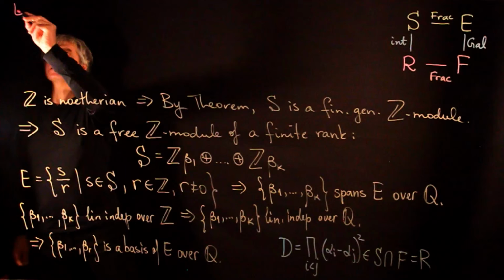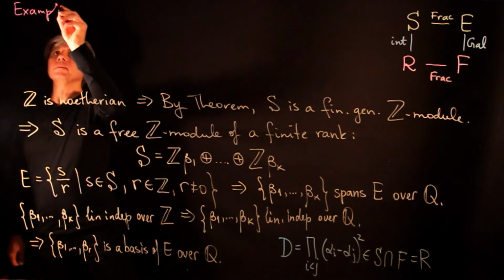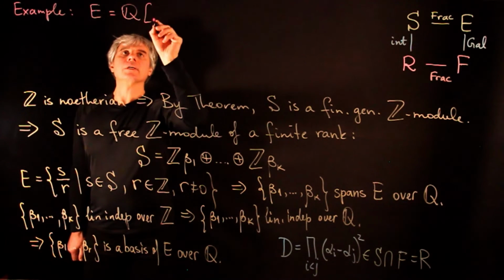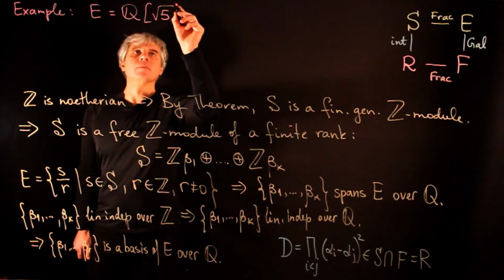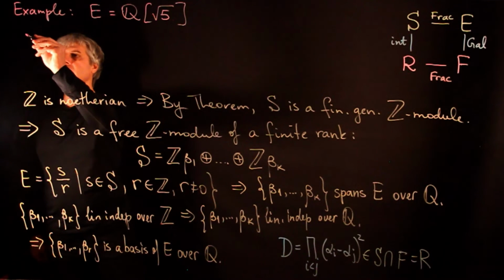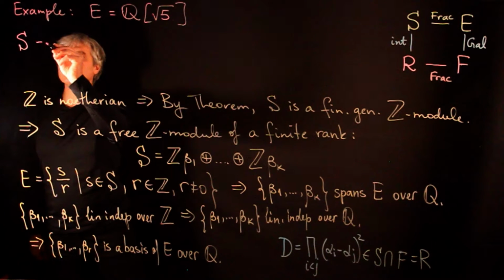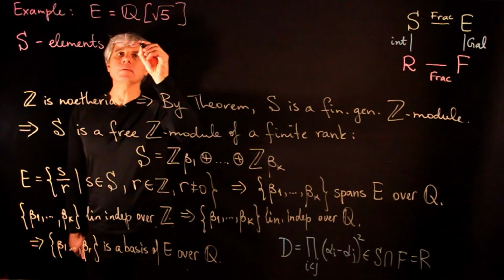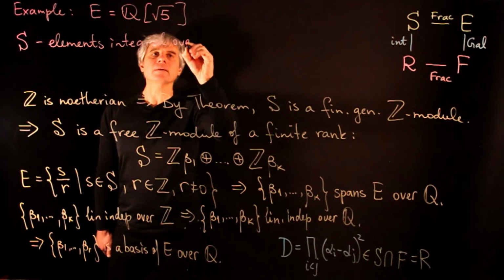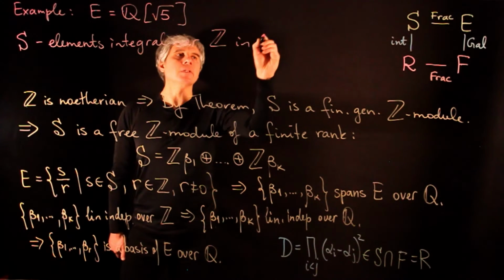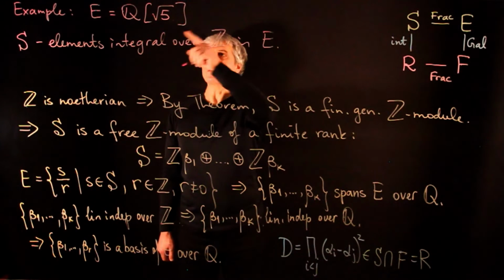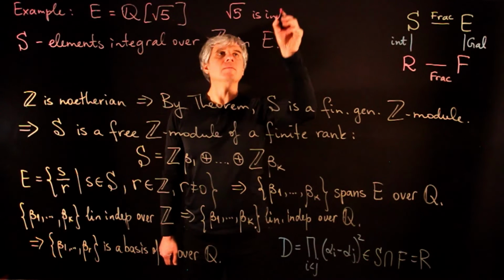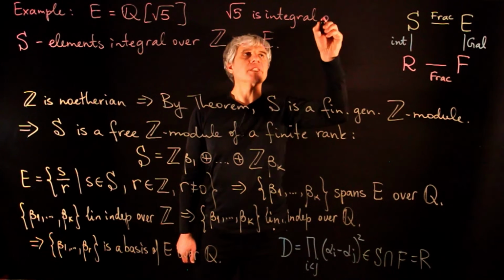Now let's consider an example. Let's take E to be Q adjoin square root of 5. And we would like to describe the ring S, which is the elements integral over Z in the field E. Here, the generator of this field extension, root of 5, is integral over Z.